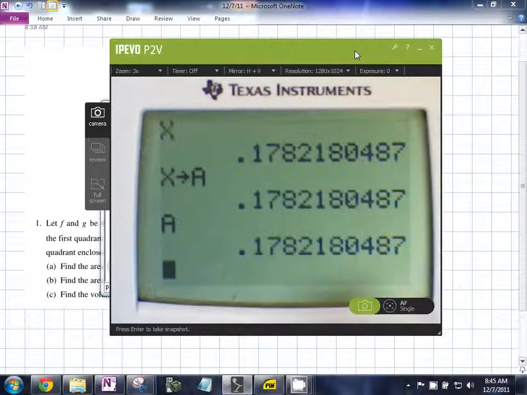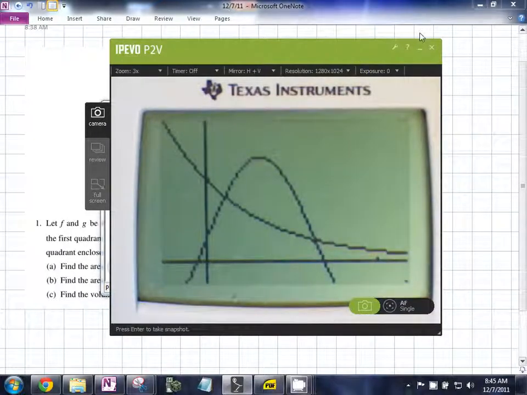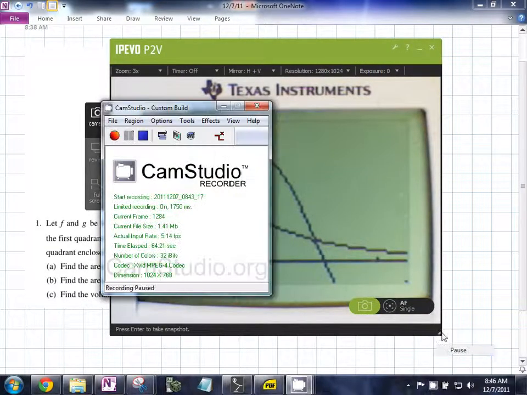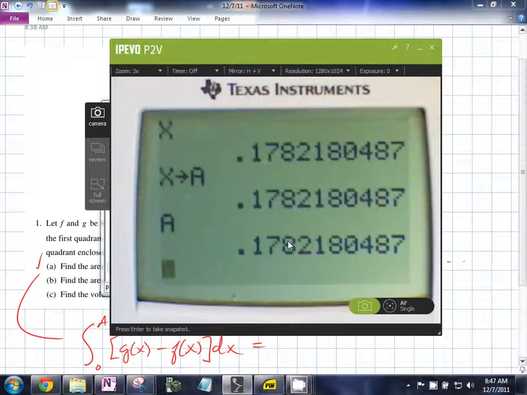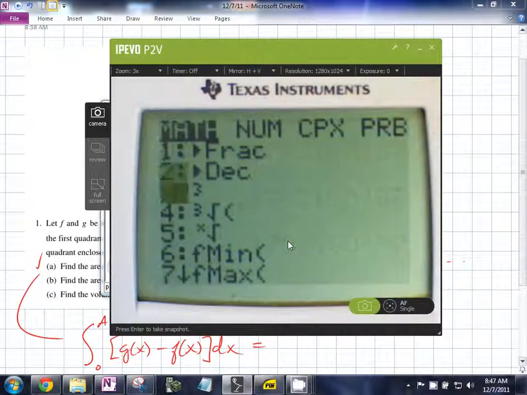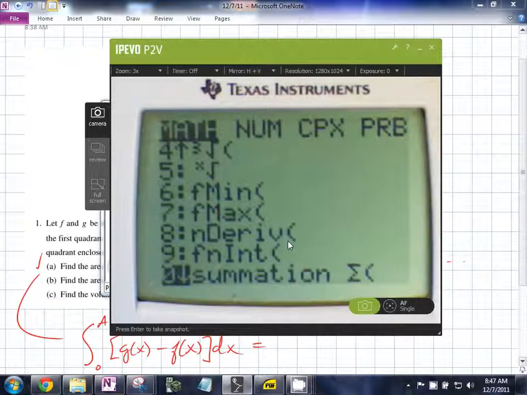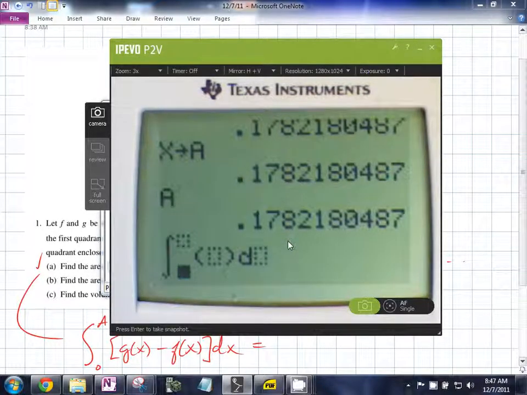We want the area of the region. It's a little bit different, but not so much. I'm going to go to math, and then function int, correct? And I'm going to go from 0 to what? You can literally put A right there.